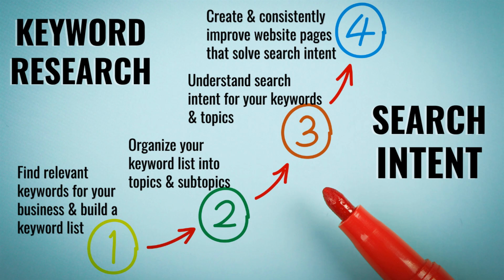So finishing off the video, find relevant keywords, build a list of keywords, come up with the topics you want to rank for, and then come up with that list of subtopics. And really what you're trying to do is understand search intent and create content that solves search intent. And as you consistently do that, you are going to rank higher, and you are going to create pages that will do much better if you are running Google Ads campaigns.